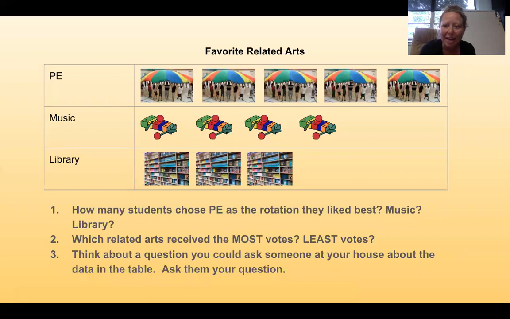Let's look at our favorite related arts graph. Now, since we're digital and some of you are at home and some of you are in class with me right now, I had to make this up. But if I had to guess, I would say most of you picked PE. That's always a favorite. Let's look at our graph. Take a few minutes and talk about the graph with people that are sitting next to you.